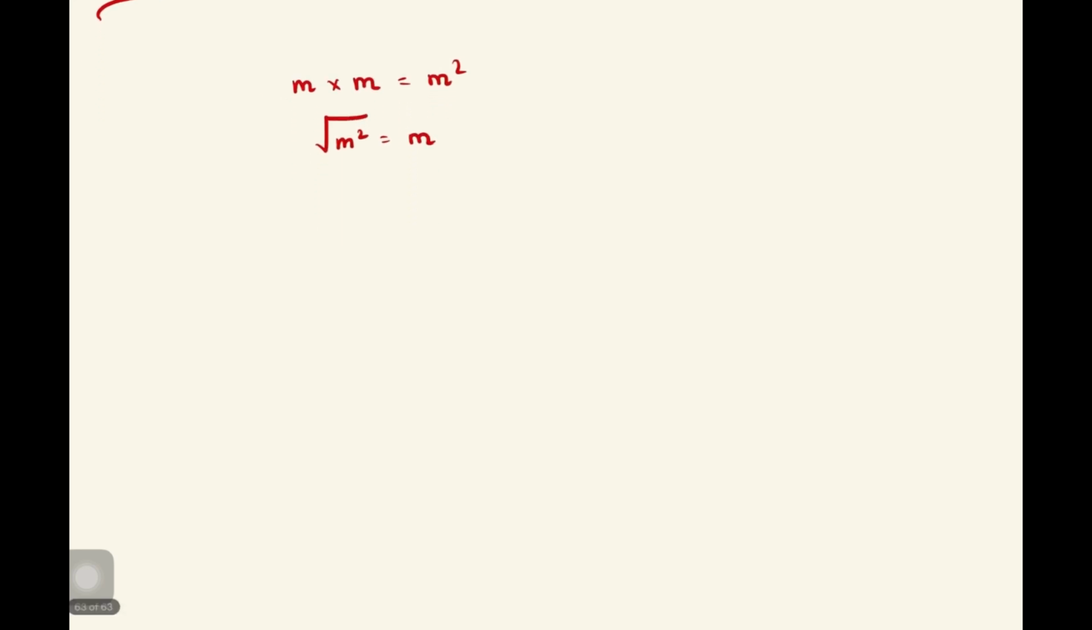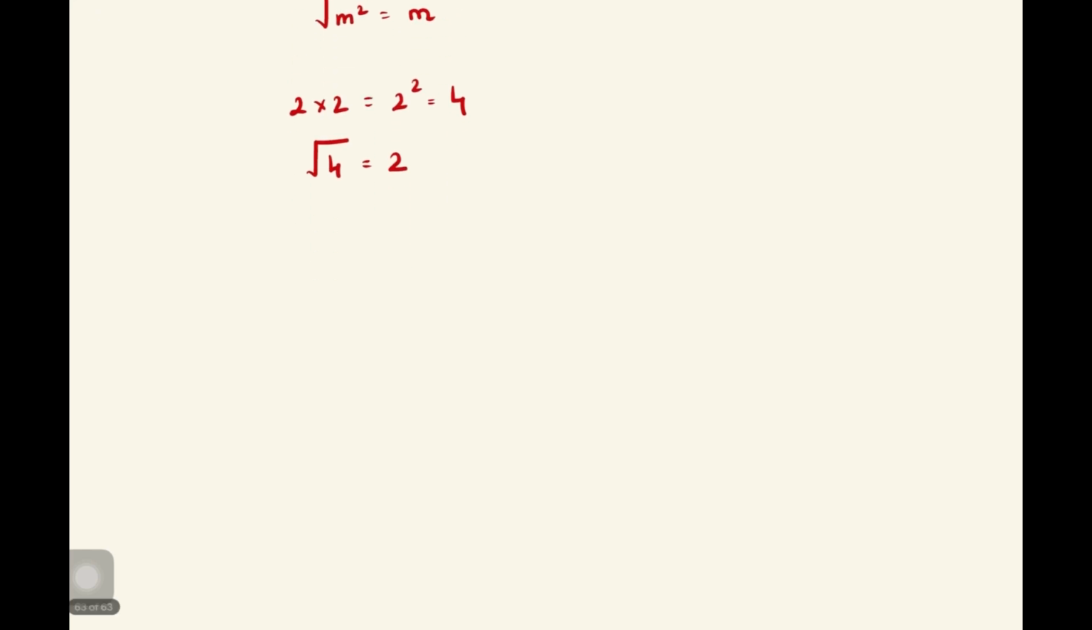Now let's take an example. Let's say 2 into 2 is equal to 2 square, which is 4. Hence square root of 4 will be equal to 2. Now keep in mind that this is only true if both the numbers are the same. If they are different, this is not true.